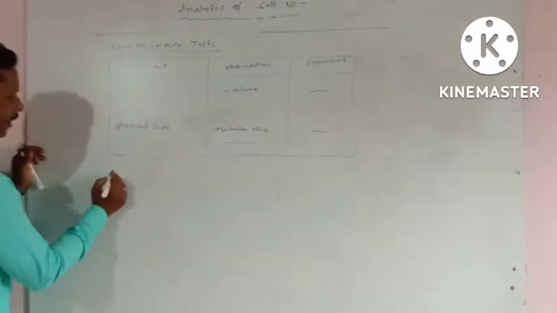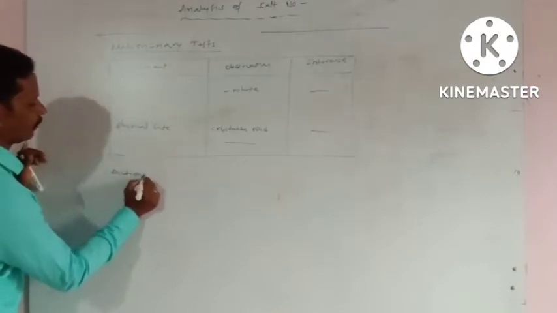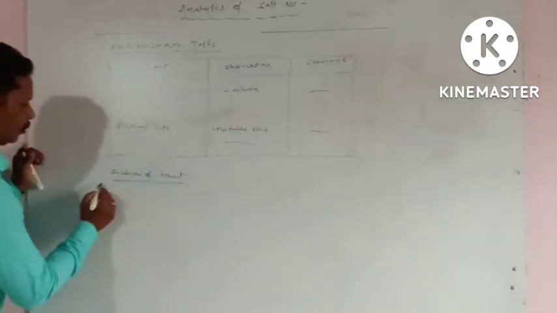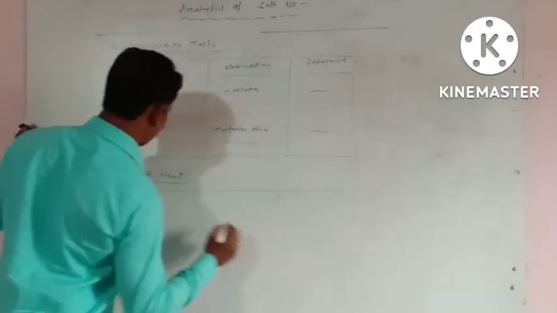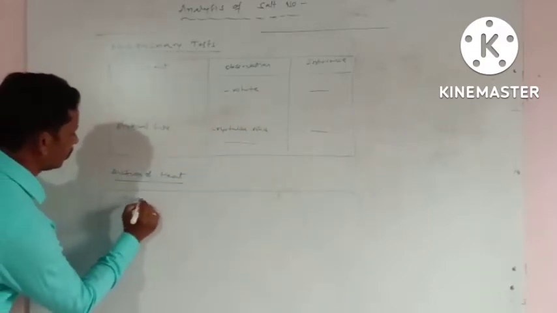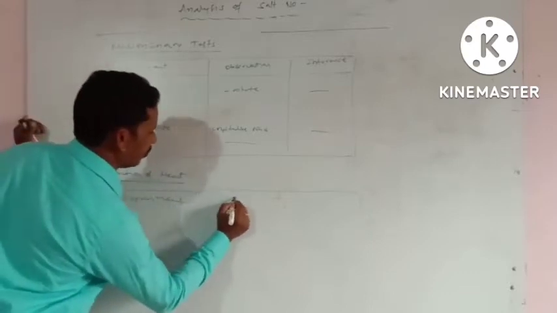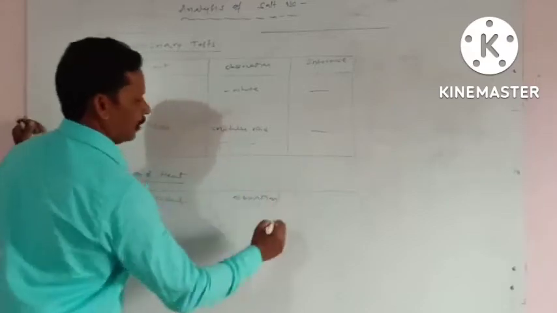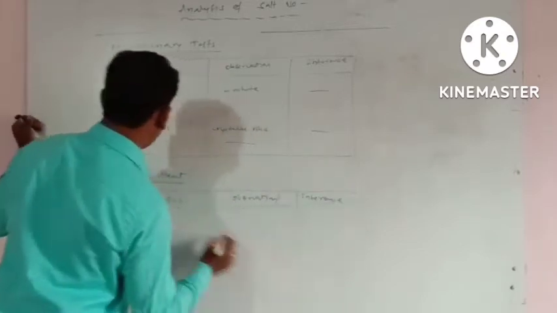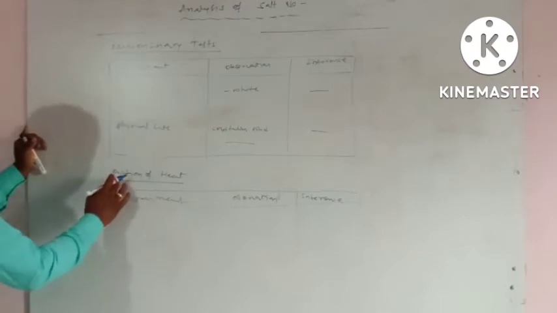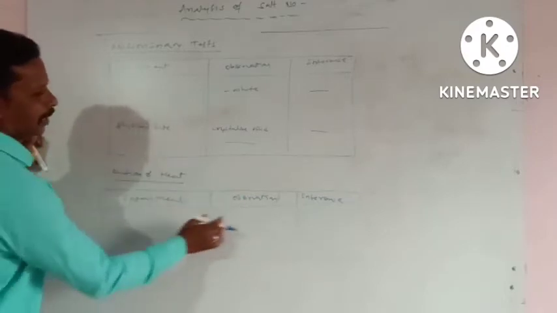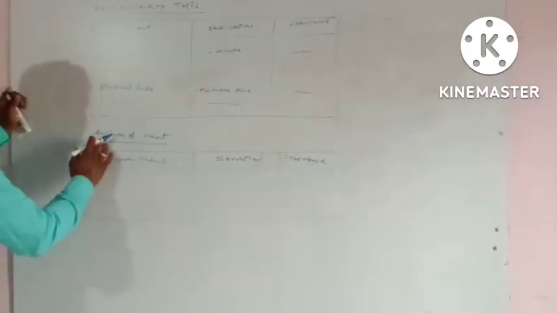Again you will have to write the action of heat. Here you make the same kind of table: first experiment, then observation, then inference. You write the action of heat here, what experiment you have to do, and you write the observation and inference. You close this one.